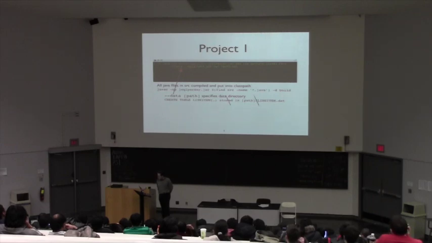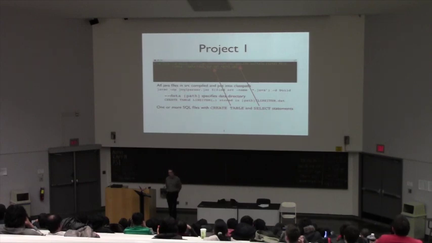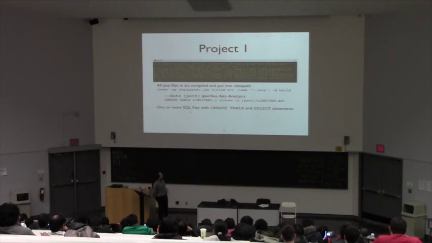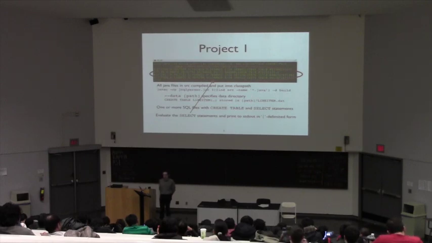The second set of arguments that you'll get are a set of SQL files, which will contain one or more create table statements and one or more select statements. Your goal is to take all of those select statements and evaluate them. You'll note that we're not passing you any insert, copy, or load statements. All of the data for the tables that get created should be taken from the files in the data directory. Your goal is then to evaluate each of those select statements and print the output, again pipe delimited, one record per line.